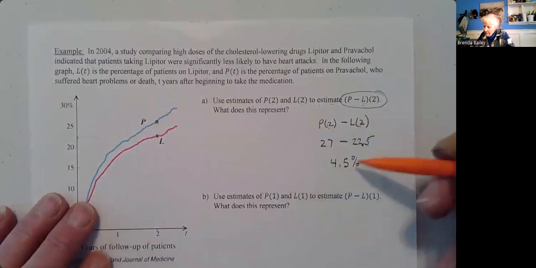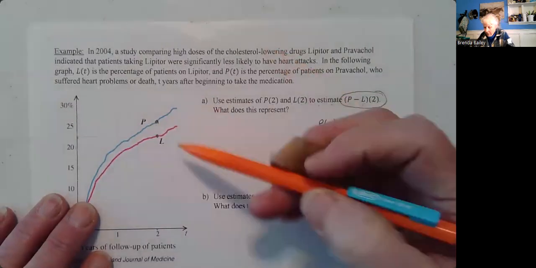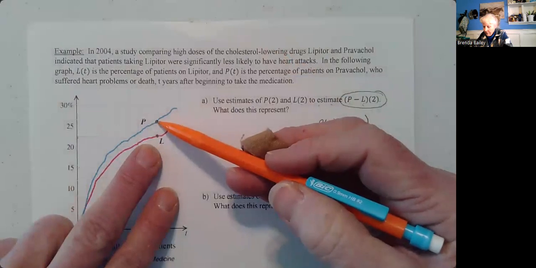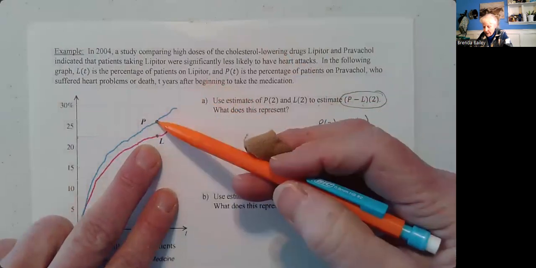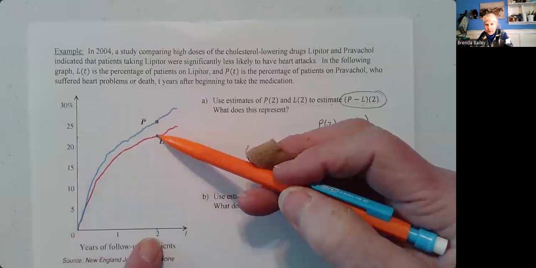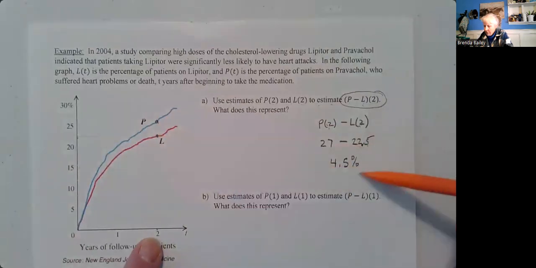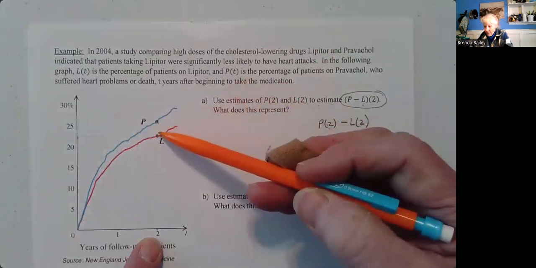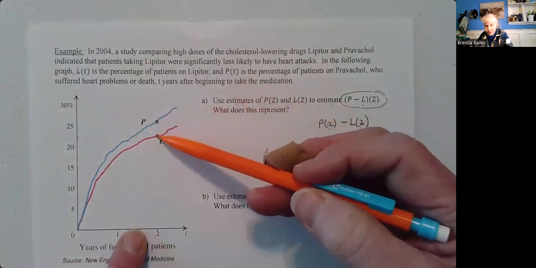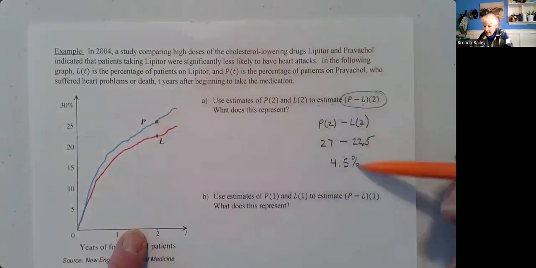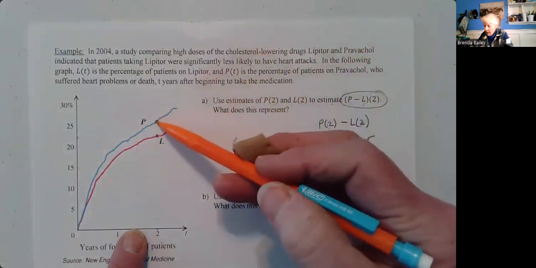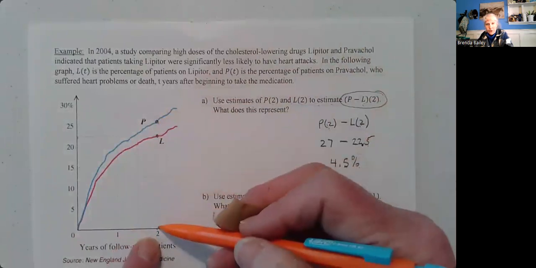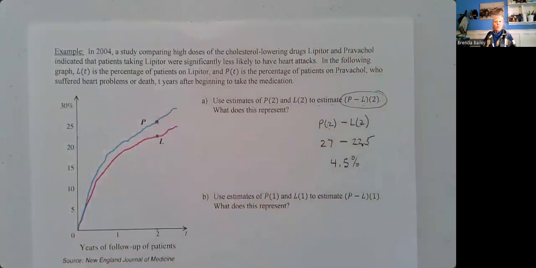Okay, what does this mean? Well, 4.5% of people on Provachol had a higher risk than Lipitor after 2 years. You could think of it as an increase from those taking Lipitor to Provachol, or the fact that these guys had a higher rate of 4.5% after 2 years. It just all depends on how they want to word that. So here is 4.5%.